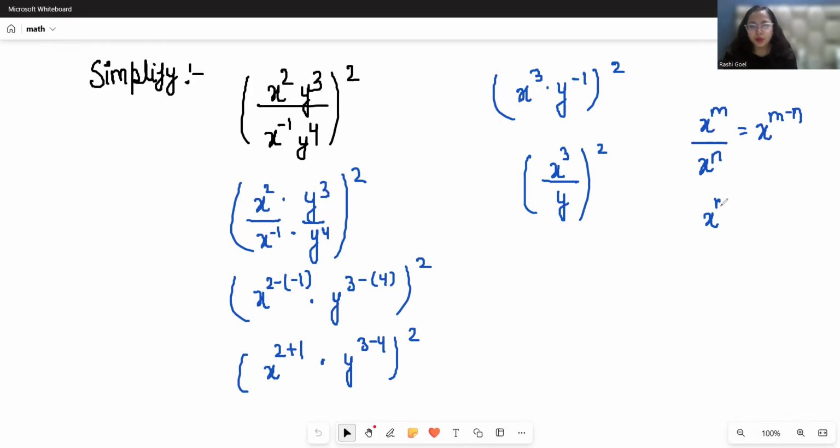According to the exponent rule, x power m whole power n, we can write it as x power mn. So x power 3 times 2 by y power 2 is equal to x power 6 by y power 2.